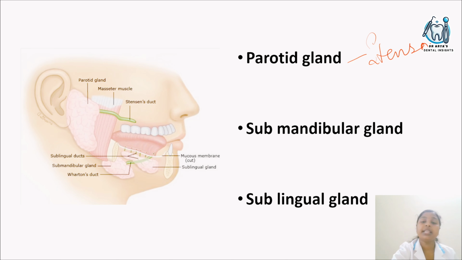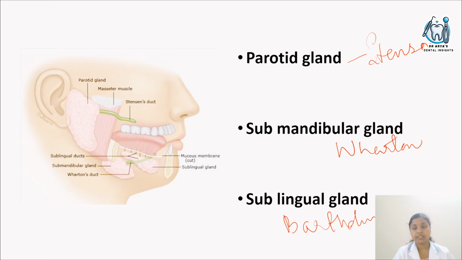Then what is for the submandibular gland? The submandibular gland is known by Wharton's duct. And the sublingual gland has Bartholin's duct. So these are the various ducts for the various glands. The parotid gland has Stenson's duct, which opens near the maxillary second molar. So upper second molar, that is the parotid gland and this Stenson's duct.